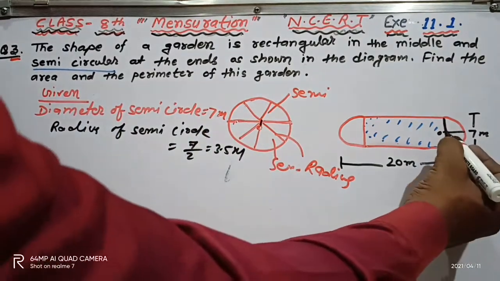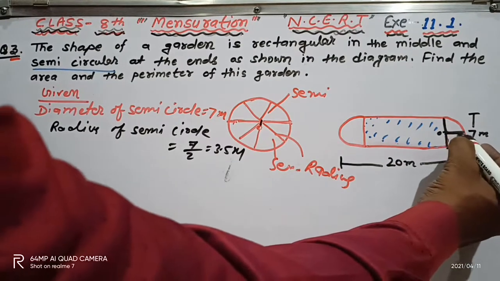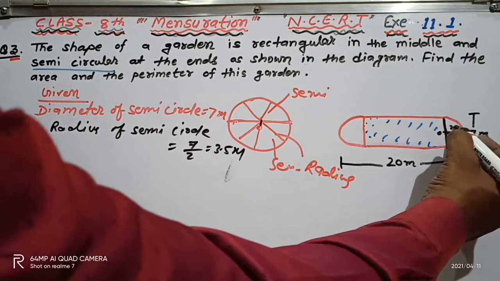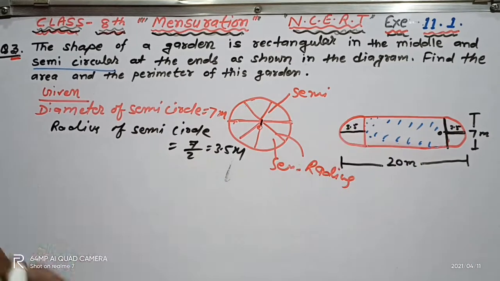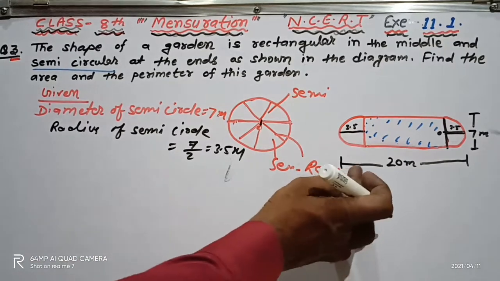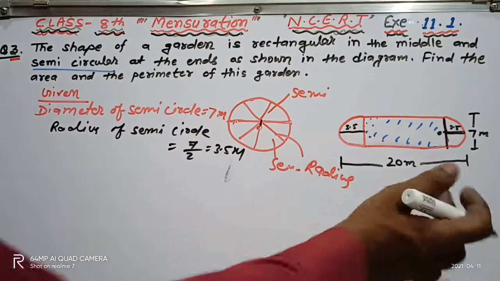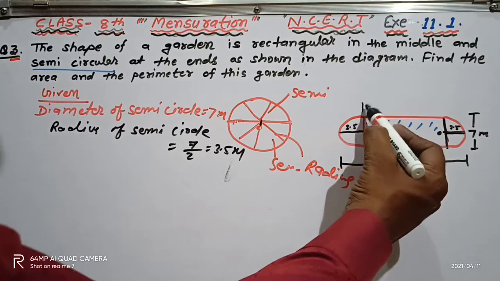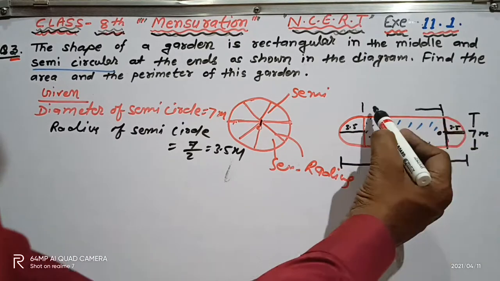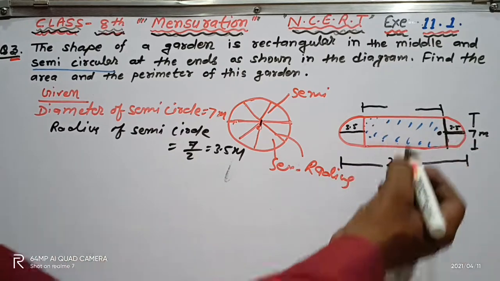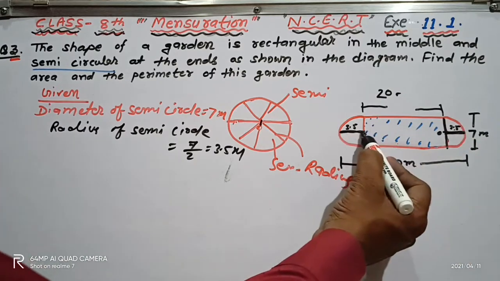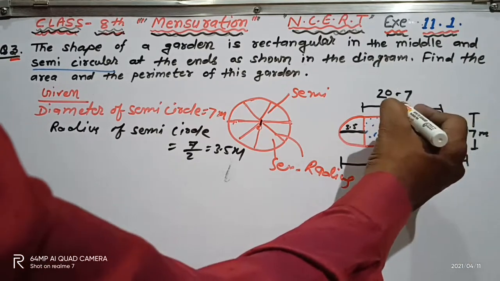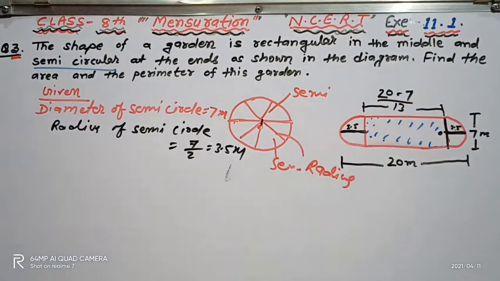Look at this. If it is 3.5, then this will also be 3.5. So the distance from here to here will be 3.5, similarly the same on both sides. But you can see all together from here to there, the garden's length is given as 20 meter. So the length of only the rectangular part will be 20 minus 3.5 on this side and 3.5 on this side, altogether 7, so that will be 13. So that is all given.